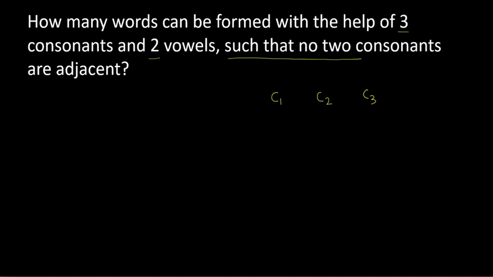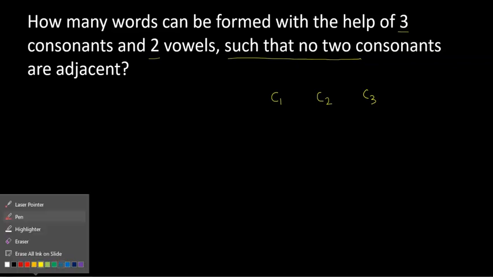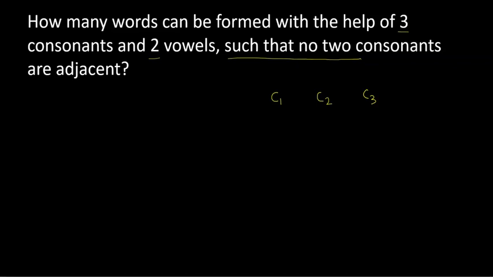And I want to form the words, and of course, the condition is that none of the consonants should be adjacent to each other. They should not appear together. In between each of the consonants, there should be a vowel. That means between C1 and C2, there should be a vowel, and between C2 and C3, there should be a vowel.